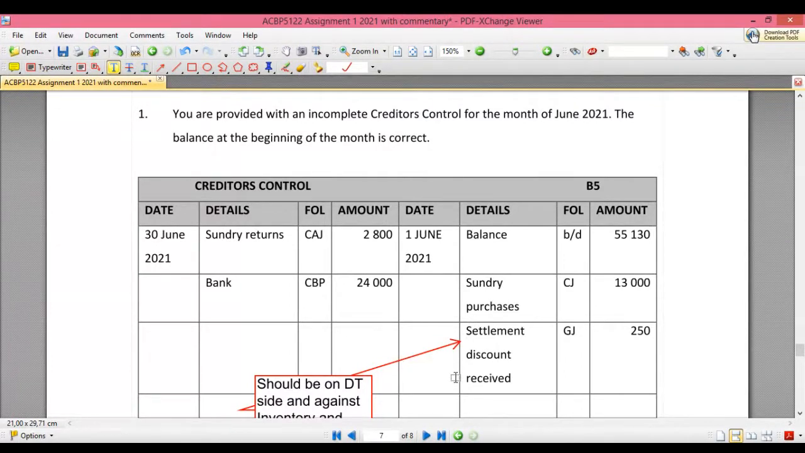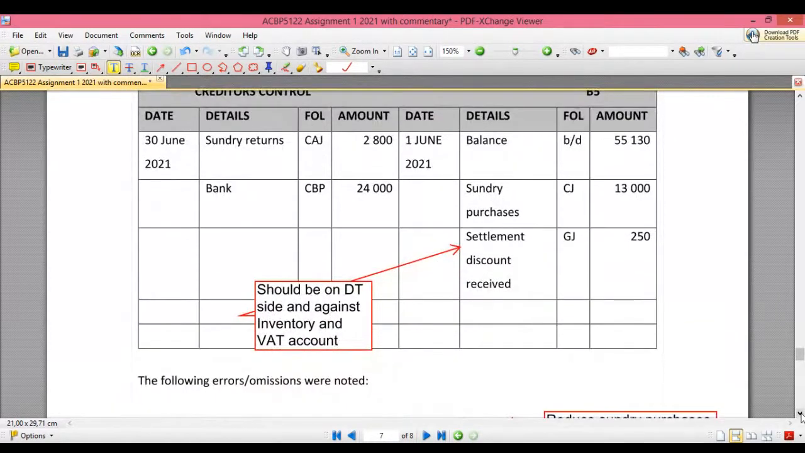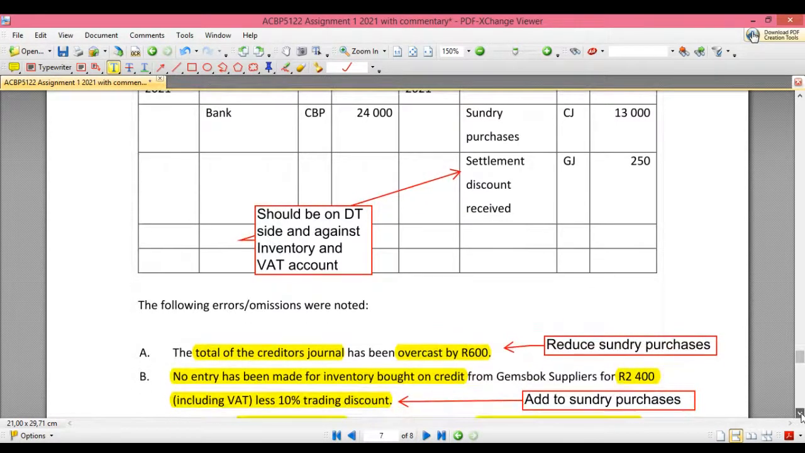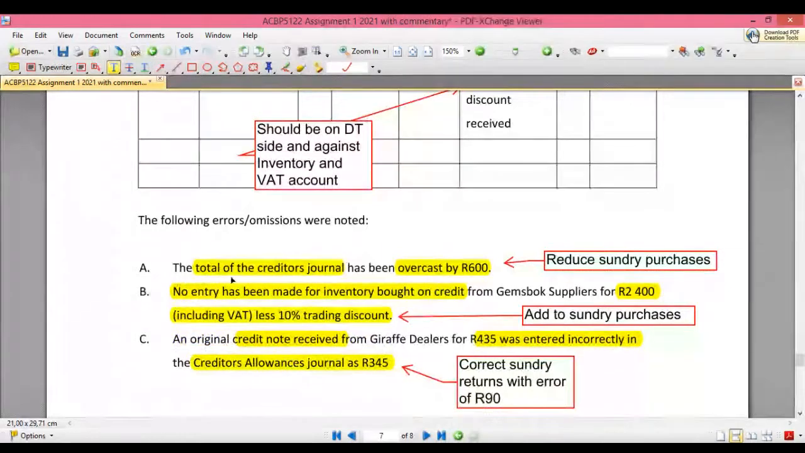Now when we receive a settlement discount, it is not on the credit side, it should be on the debit side. Bank is correct, it's on the debit side, and sundry returns is on the correct side. So this one was on the incorrect side. That's the first thing you had to see. And then we also have to look at whether VAT is included in the information, because then the account should be VAT. Now, if we get any settlement discounts, we take it to the inventory account directly and not to settlement discounts received.